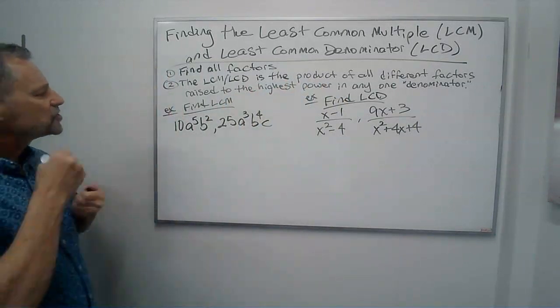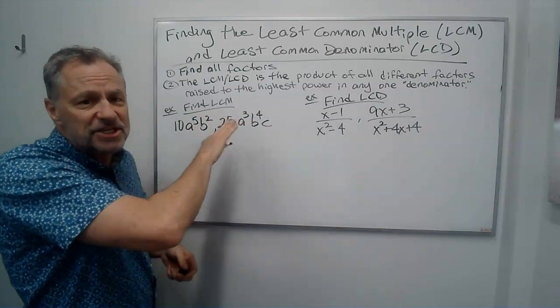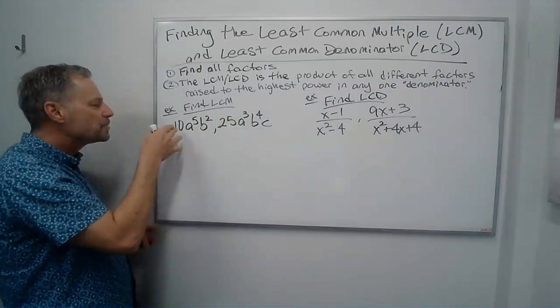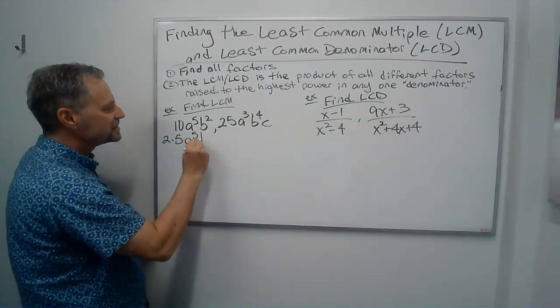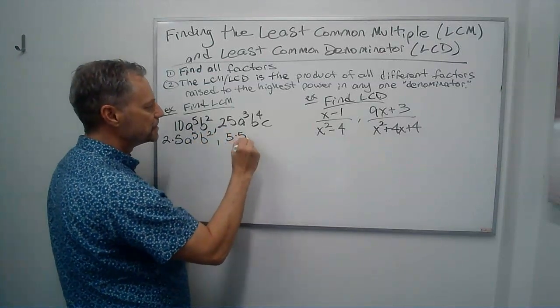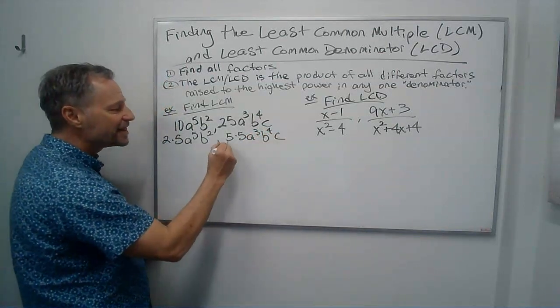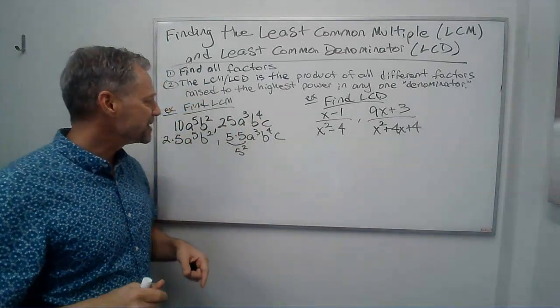Okay, so these are all factored out for me. There's no addition and subtraction going on, so I just need to break down the coefficients. So the 10, we know that's 2 times 5. So we have 2 times 5 times a to the 5th b squared. 25 is 5 times 5, a to the 3rd, b to the 4th, c. We may want to think of this as 5 squared for our purposes of looking at the highest power.